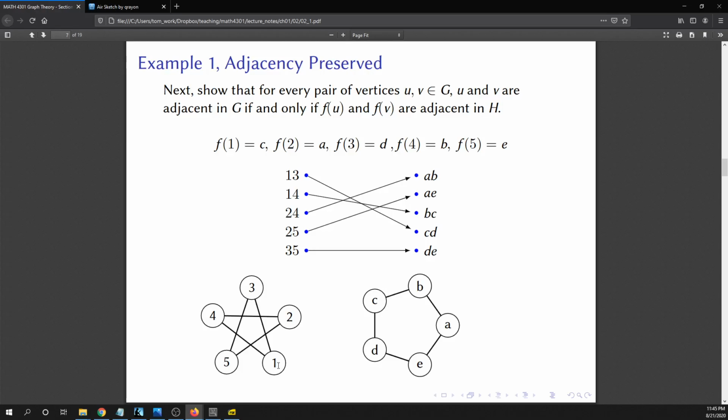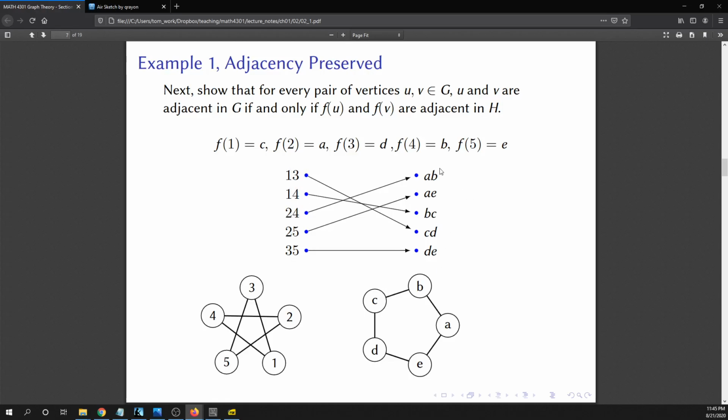So I start here with 1, and I say, okay, 1's adjacent to 3, so there's this edge, 1, 3. I have 1, 4, that's this edge right here. 2, 4 is this edge here. 2, 5 is this edge here. And 3, 5 is this edge here. So I just list all of these out right here. That's the first thing that you do.